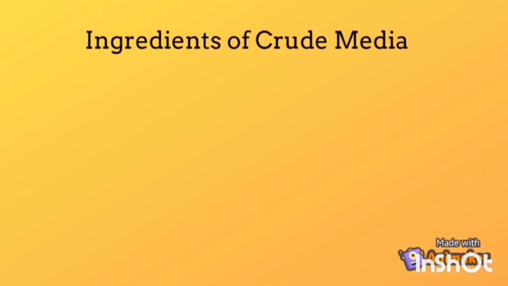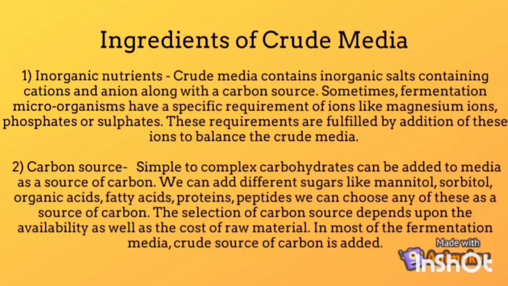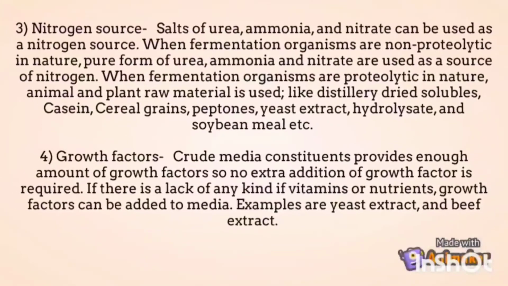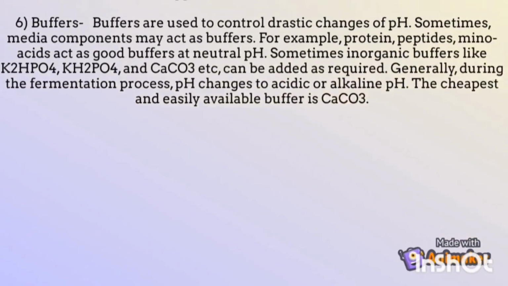The ingredients in crude media are inorganic nutrients, which contain inorganic salts along with carbon source, and carbon sources simple to complex carbohydrates can be added to the media. Nitrogen source: salts of urea, ammonia, and nitrate can be used as nitrogen source. When fermentation organisms are proteolytic in nature, animal and plant raw materials are used. Growth factors. Crude media constituents provide enough amount of growth factors, so no extra addition of growth factors is needed.